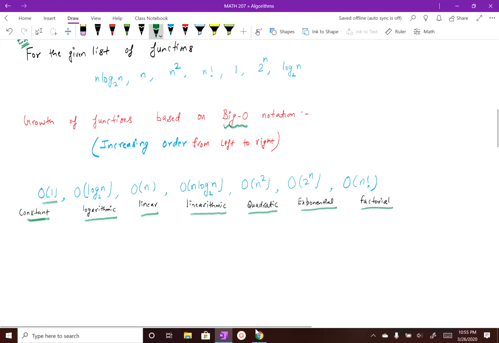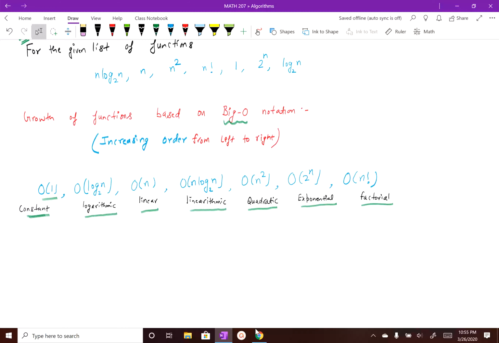There are infinitely many functions that exist in between this order. For example, after order of n square, you could have big O of n square log base 2 of n. Then you could have big O of n cube, and big O of n to the power 4, and there are many functions between any two given functions here. Now, the general rule of thumb based on the growth of the function.